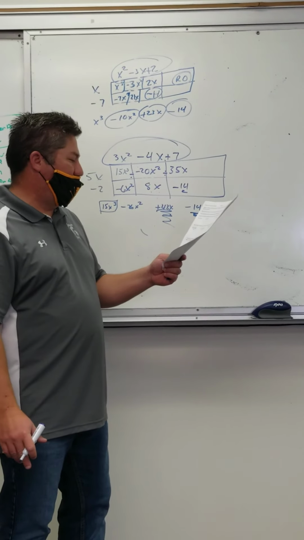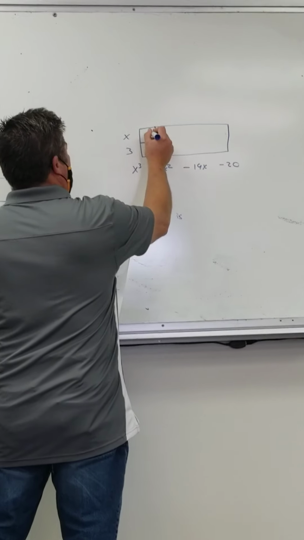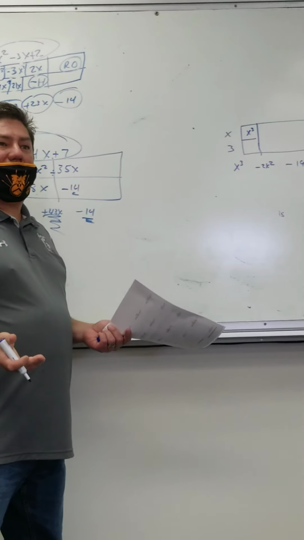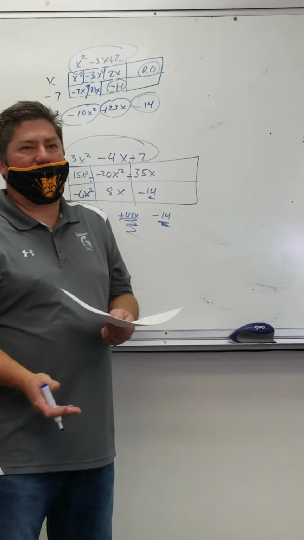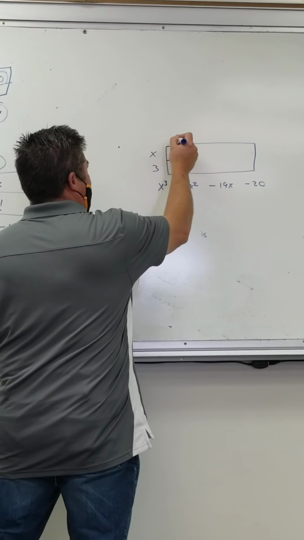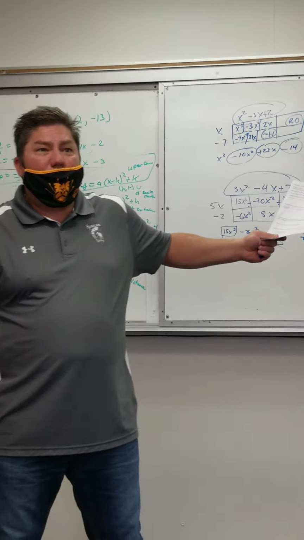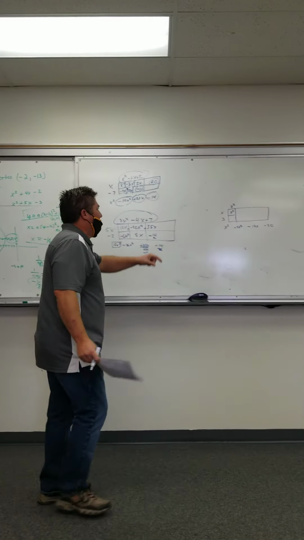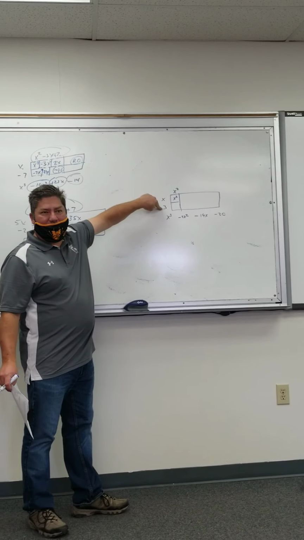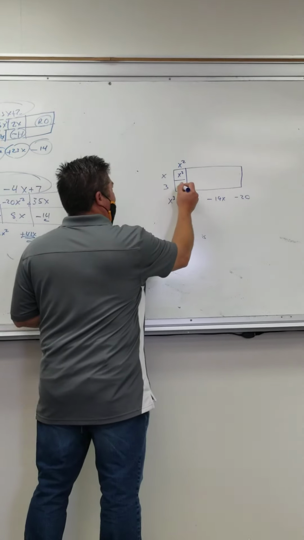Now, what should I put in the very first box? X to the third. That's the x cubed. Now I divide it. How many times does x go into x cubed? X squared. In other words, what multiplies to x to make x cubed? X squared. What do I do with the x squared? Times it by 3. This becomes my second row. It's always the multiplication of what's on top to that second value.